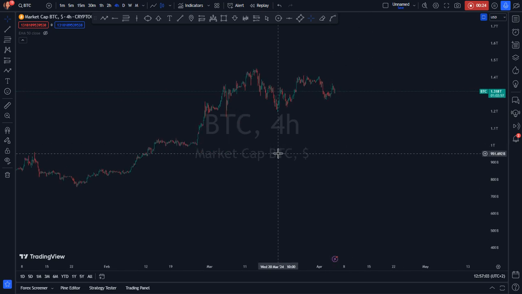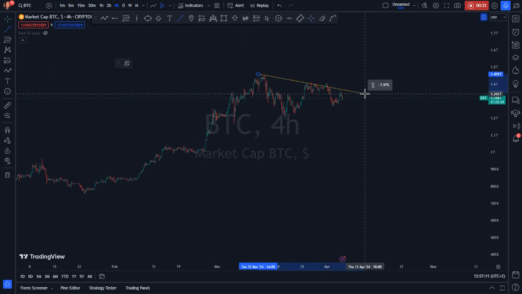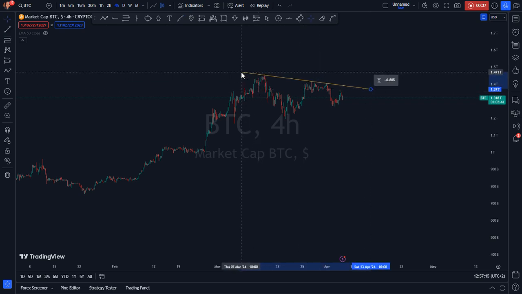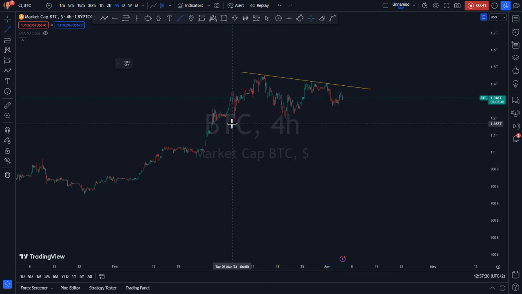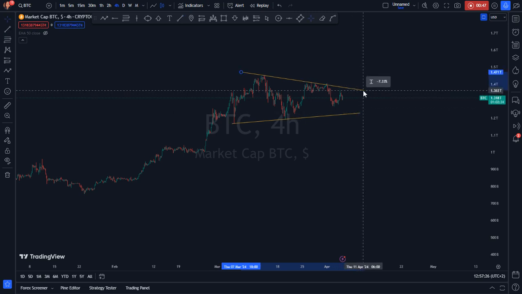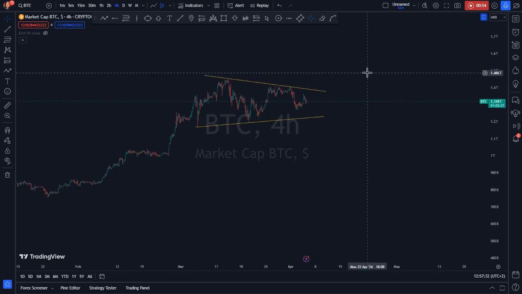So by looking at Bitcoin from this angle, what I'm getting here is that this market wants to give us some sort of continuation pattern. I'm getting continuation kind of vibes from this chart by just looking at it like this. So I think I will be expecting to see Bitcoin giving us a very strong bullish movement in the few days to come.